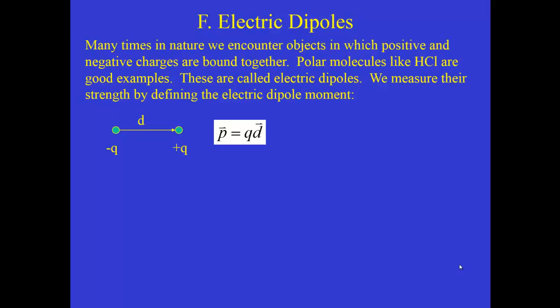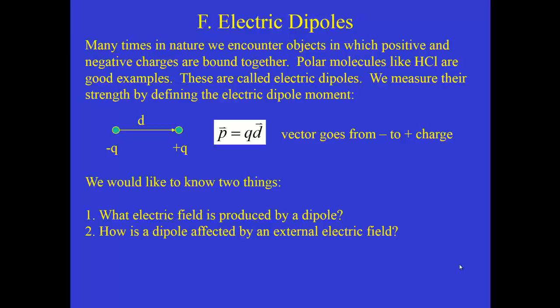And p is defined, for a symmetric dipole, as the magnitude of the charge that the two charges have times the distance vector d, where d is always defined, at least in physics, by the convention that we define this in the direction from the minus to the plus charge. And so that vector is a very important quantity because it tells us the orientation of the dipole.